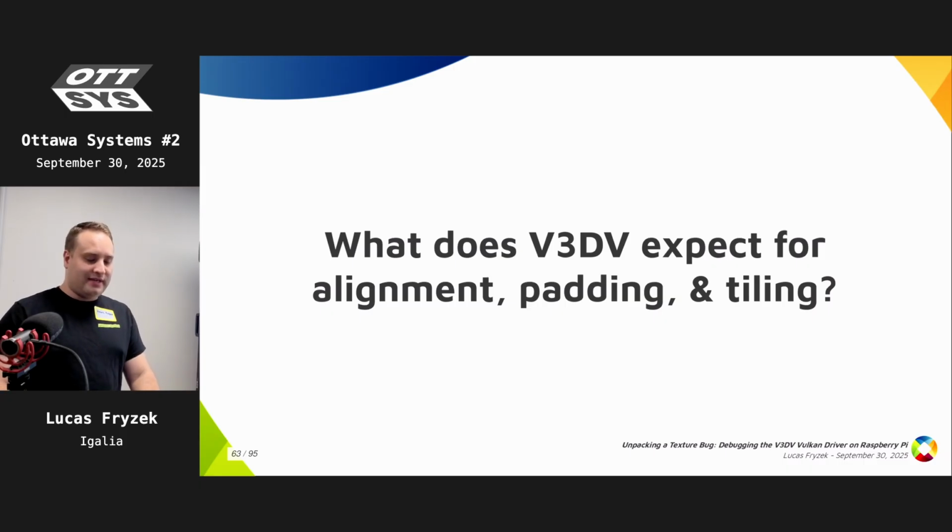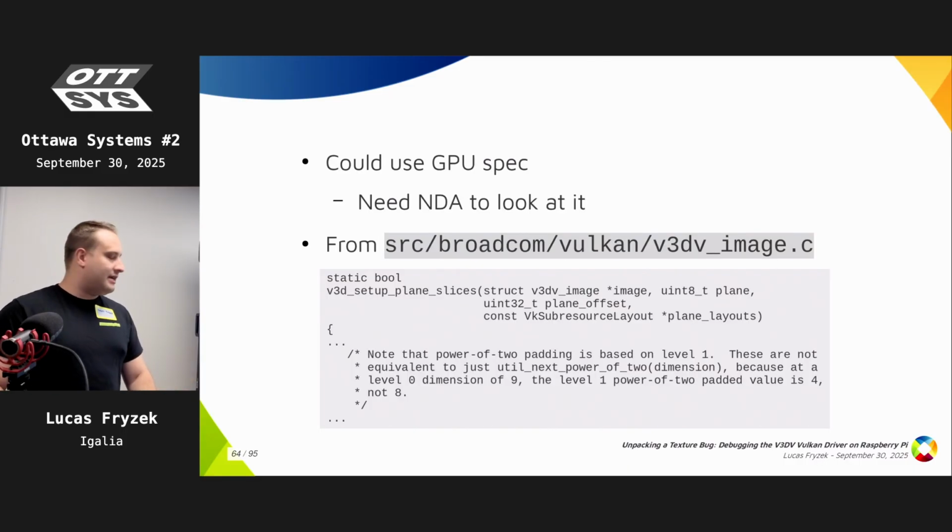What does v3dv expect for alignment, padding, and tiling? If we wanted to find this out, we could use the GPU spec. Unfortunately, Broadcom doesn't publish GPU specs. You need an NDA to look at it. Fortunately, Igalia does have an NDA signed with Broadcom, so we can get access to the documentation. But for this issue itself, the code is really well documented, and so you can get a really good idea of what the hardware is expecting just from reading the comments in the code.